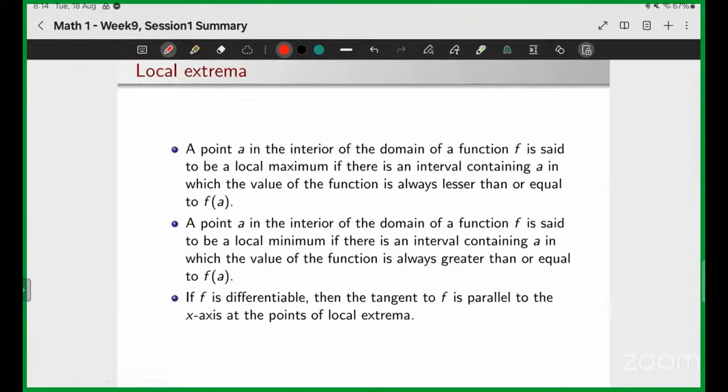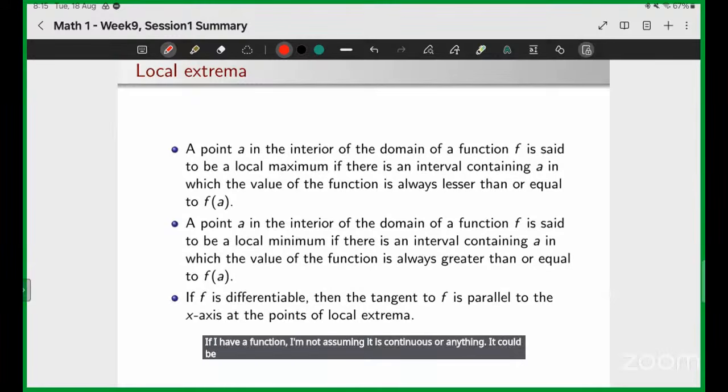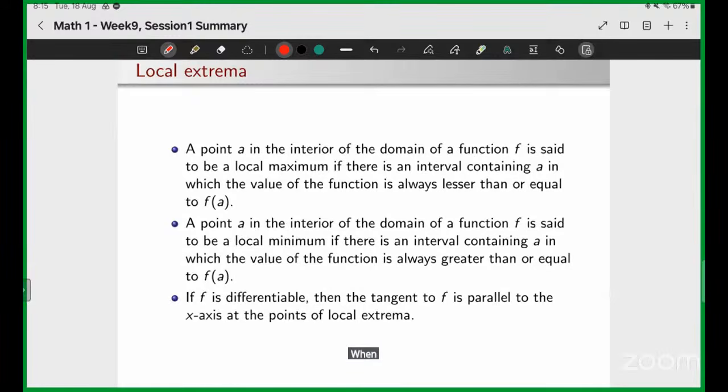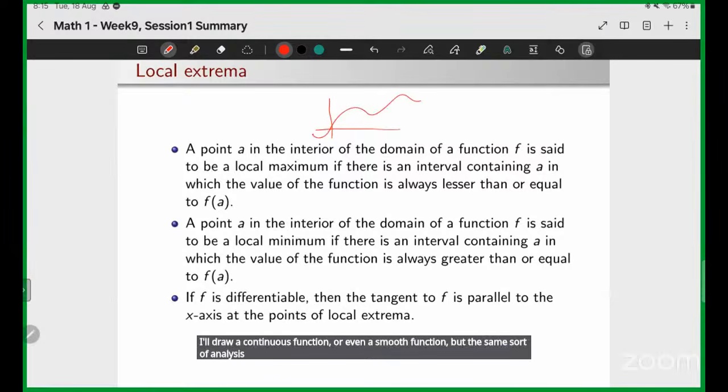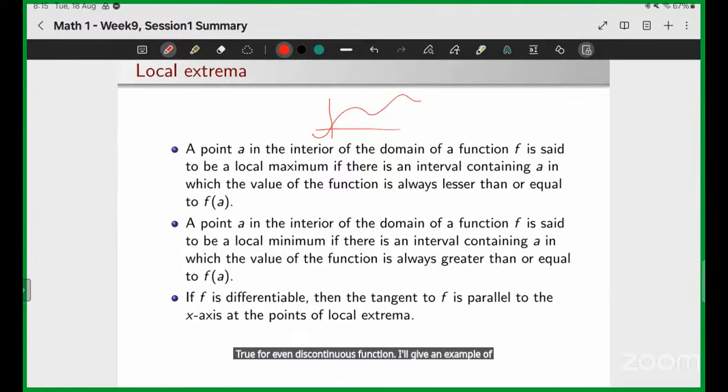So let's start with the following setup. If I have a function, I'm not assuming it is continuous or anything. It could be any function you want. When would I call it a local maximum? Emphasis on the word local. So I'll draw a continuous function or even a smooth function, but the same sort of analysis should be true for even discontinuous functions. I'll give an example of a discontinuous function as well.